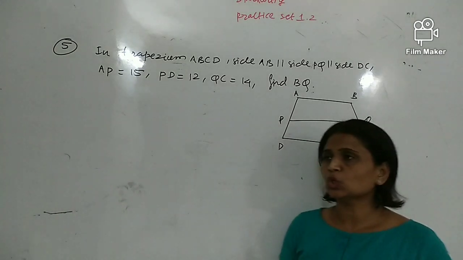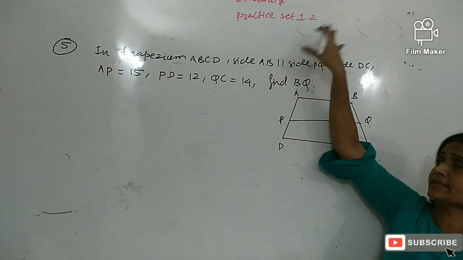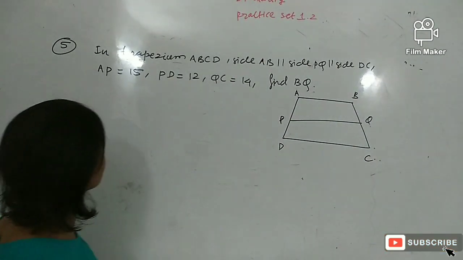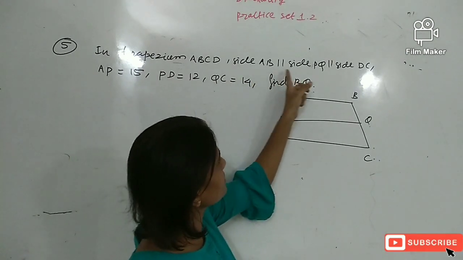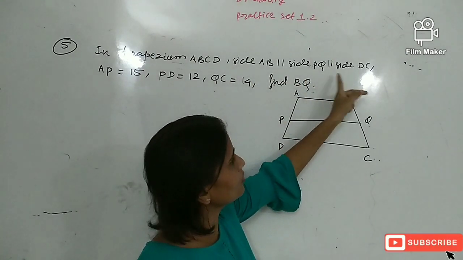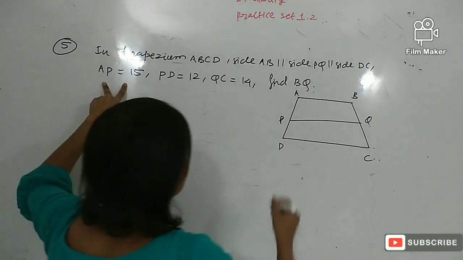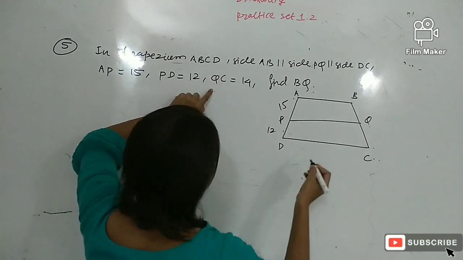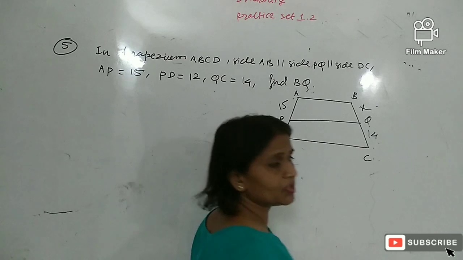Good evening. Today our portion is similarity, and this is practice set 1.2, question number 5. What is the question? In a trapezium ABCD, side AB is parallel to the side PQ, and PQ is parallel to the side DC. AP value is given 15, PD value is given 12, QC value is given 14, and we have to find this BQ value.